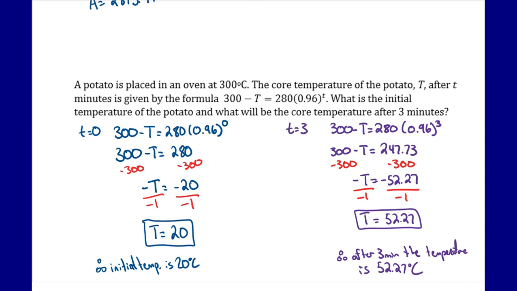You want to be careful though. Usually the initial value would be the A value that's attached to the bracket, but because we have a slightly different formula, it's not just our standard exponential function, we can't just say that 280 is our initial temperature.